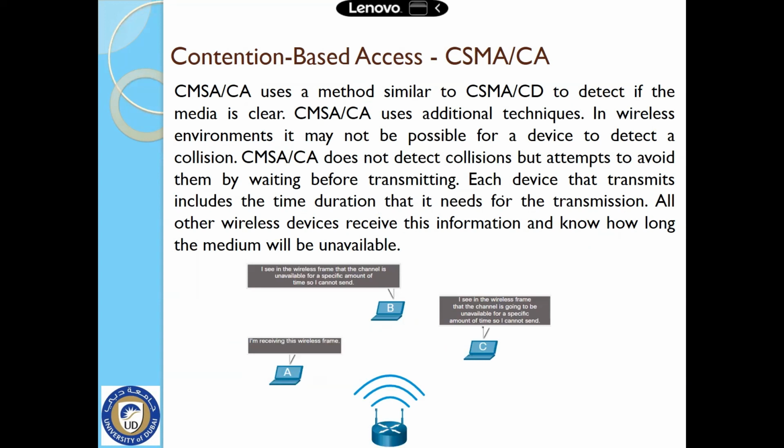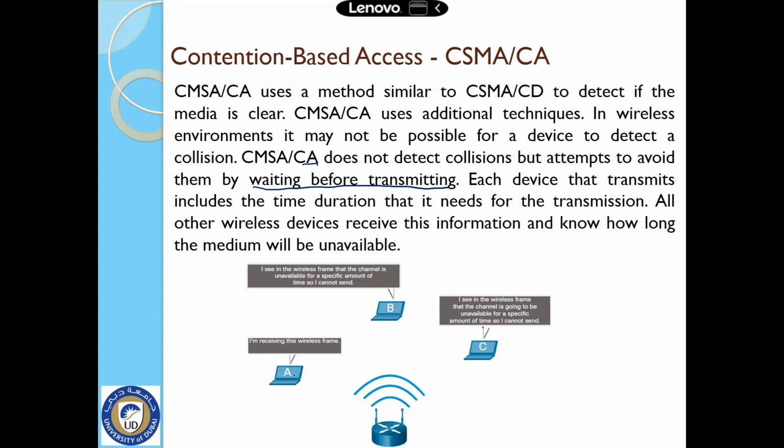So there is no possibility to detect a collision. However, when you use avoidance, it does not detect collisions, but attempts to avoid them by giving a waiting time. Waiting time means that if a device wants to send a message, it will send the message along with a waiting time or some time period or a counter. So each device that transmits data includes the time duration that is needed for the transmission.